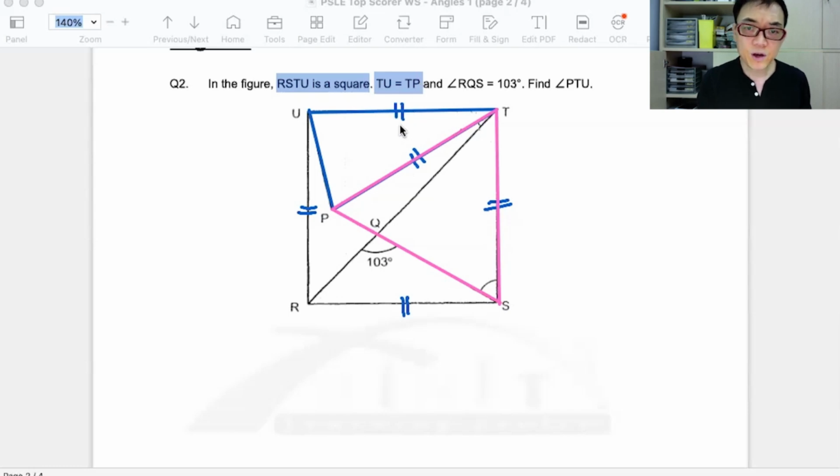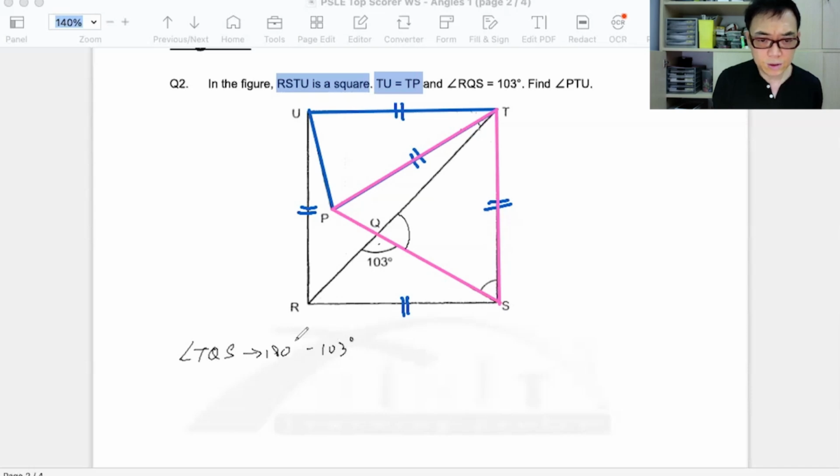Very simple. First, I will take 180 and I will subtract away this 103 to get an angle over here. So I'll start with this. I'll say angle TQS, 180 minus 103, to give me 77 degrees. So I got 77 here, right? If this is 77, how much is the corner over here? Now you cannot just put a 45 there. You're not allowed to do that in your exam. So what you got to do is you got to show how you get 45. This is how you do it.